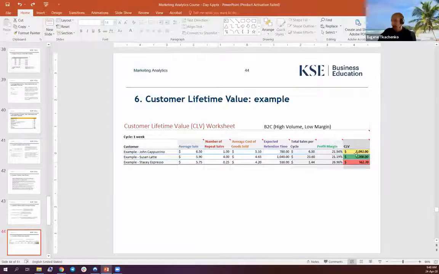So therefore, you're most likely to tailor your value proposition for this group, either in order to encourage them to buy coffee more, or you may want to think about how to optimize the Stacy Espresso group, because you see the profit margin is the highest, in order for them to increase the average number of repeated sales per this segment.